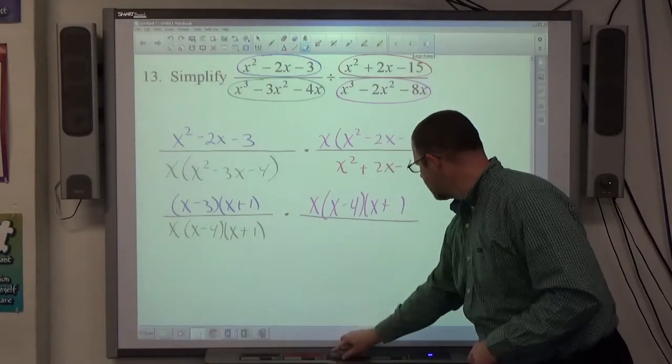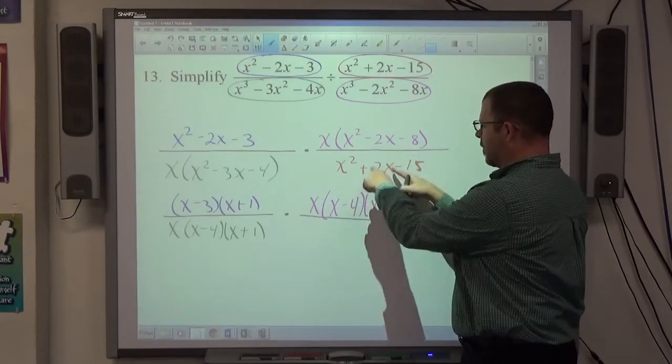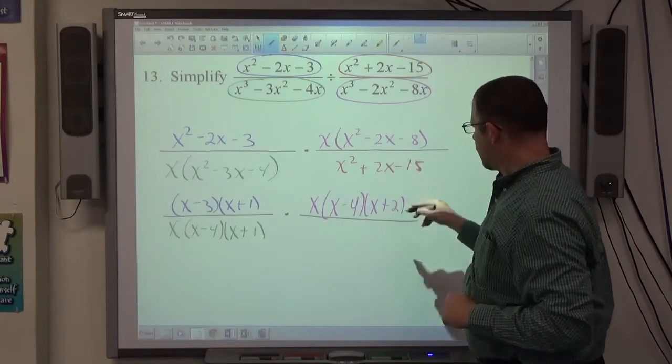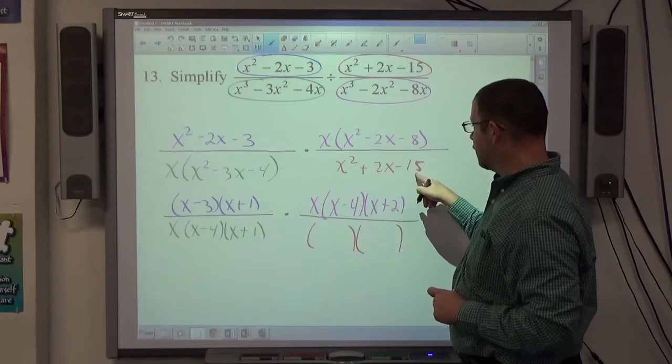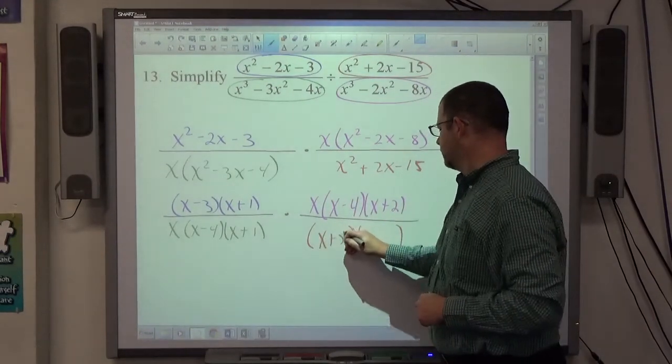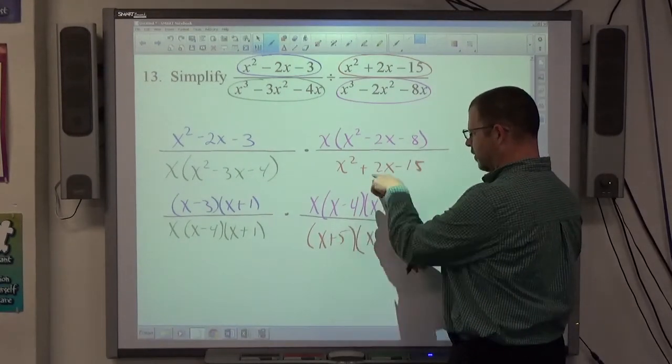Better to write the correct number there. Negative 4 times positive 2 makes negative 8. Negative 4 plus positive 2 makes negative 2. For the red one, positive 5 and negative 3. Multiplied they make negative 15, 5 minus 3 is positive 2.